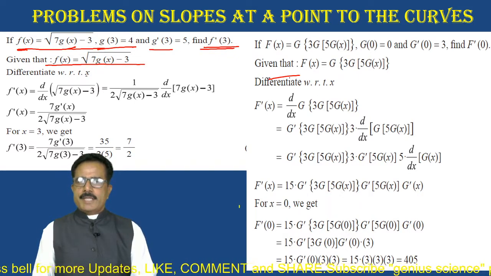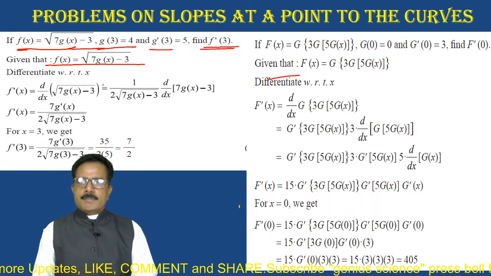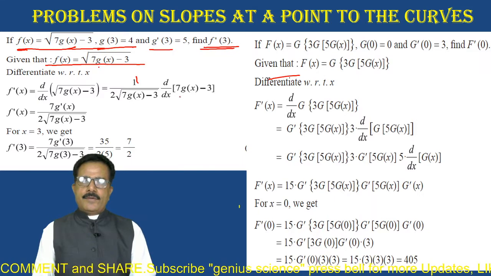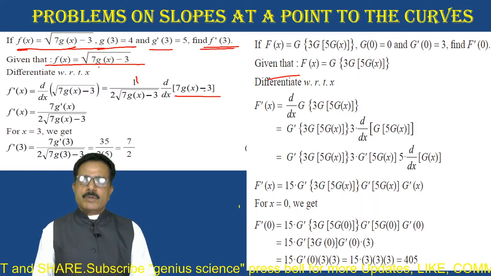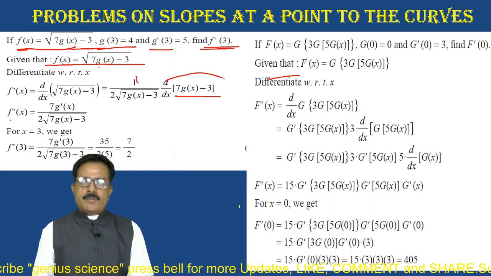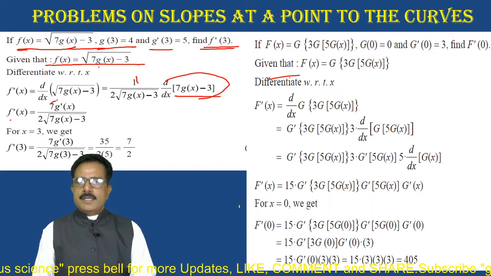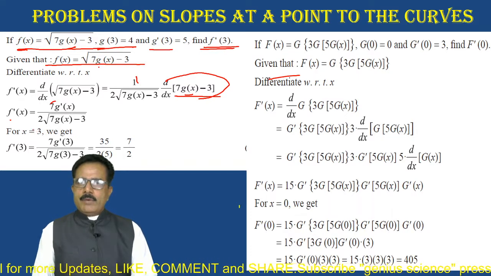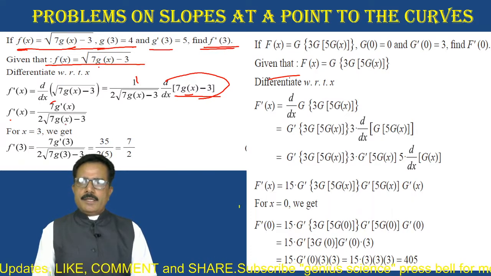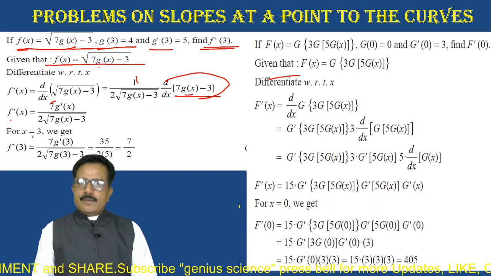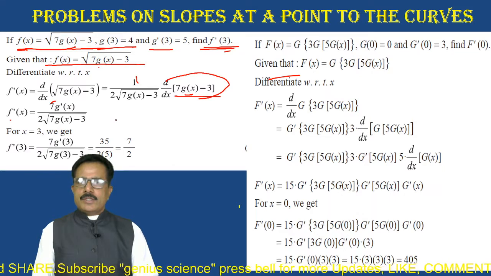Differentiating with respect to x, derivative of root is 1 by 2 root as it is, again derivative of a function which is included in the root. Therefore, f dash of x is equal to, again 7 as it is, derivative of g of x is g dash of x, divided by 2 into root 7 into g of x minus 3. For this purpose, we have to find out the derivative at x equals 3.